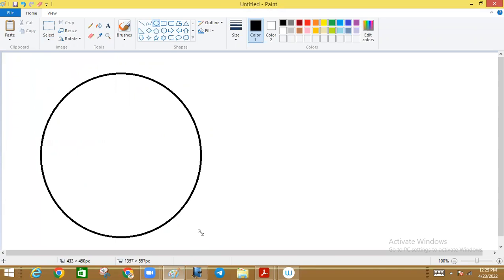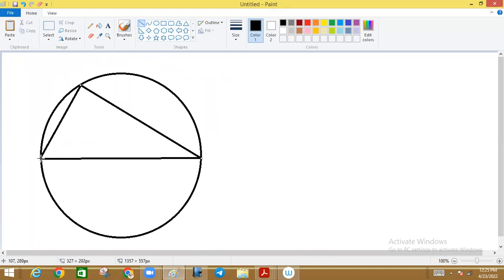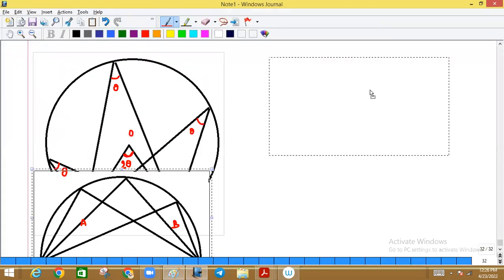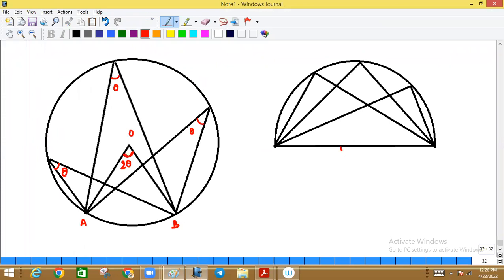You know what is an angle in a semicircle? Angle drawn inside a semicircle. What is this angle? Or this angle? Or this angle? This is a semicircle, half of the circle. What is the angle in a semicircle? Can you tell me at the center it is how much? 180. Therefore, remaining part it should be what? 90 degrees. So angle in a semicircle is always a right angle.